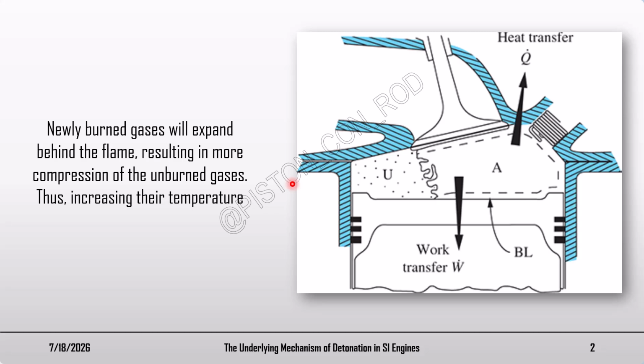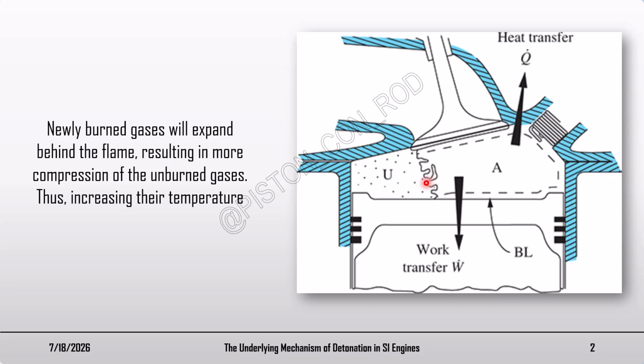Before we dig into the subject, it is important to know some basic knowledge about combustion, normal combustion. As you can see in this picture, this is the combustion chamber, this is the spark plug, and this is the piston. This A part is the already burned gas, and the U part is the unburned zone. And this thin layer, as you can see here, is the flame front.